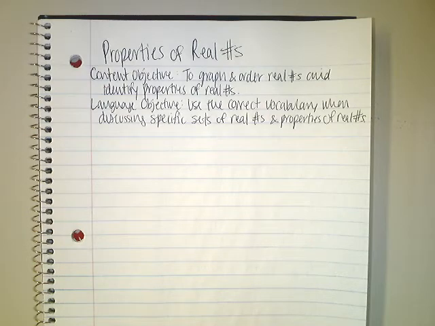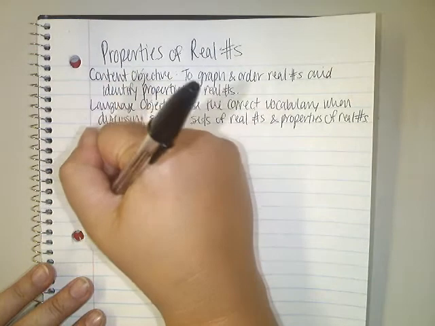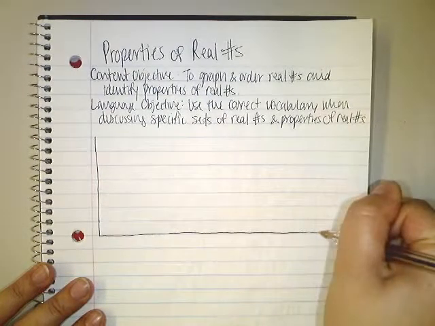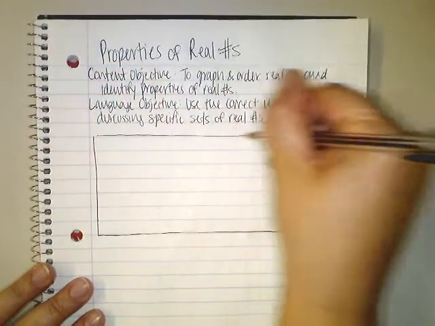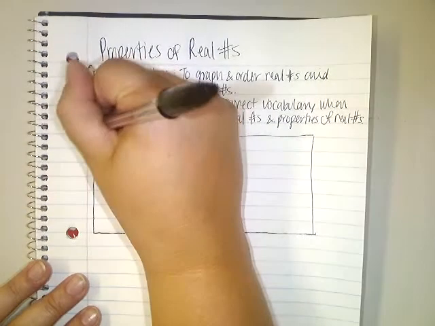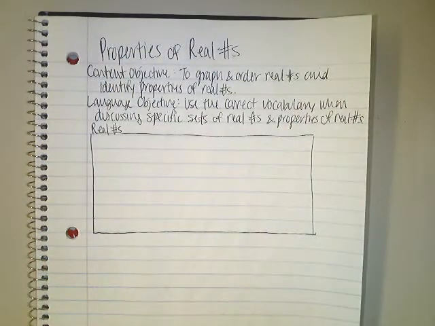So I'm going to jump into the rest of the notes, but if you need to pause and write down these objectives, or for more time to write down these objectives, please do so. But I'm going to jump right in by making a Venn diagram breaking down the sets of real numbers. So I'm going to make a large box, and this box is going to represent all real numbers. So real numbers are any numbers you've probably worked with before.